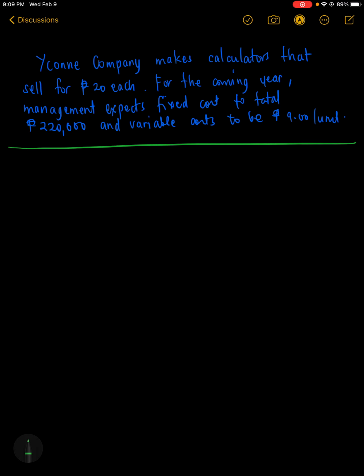The 20 pesos, the 220,000 rather, and the 9 pesos. 20 pesos is the selling price. 220,000 is the fixed cost. And the 9 pesos per unit is the variable cost per unit.